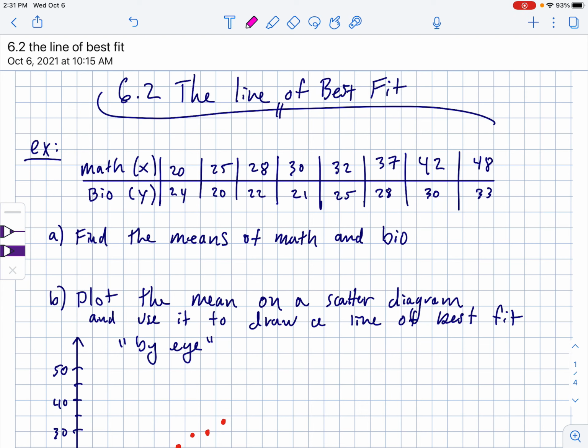IB AI SL 2. We're going to talk about 6.2 today, which is the line of best fit. I already kind of showed you guys how to find the line of best fit using lin reg on your calculator, but we'll come back to that.